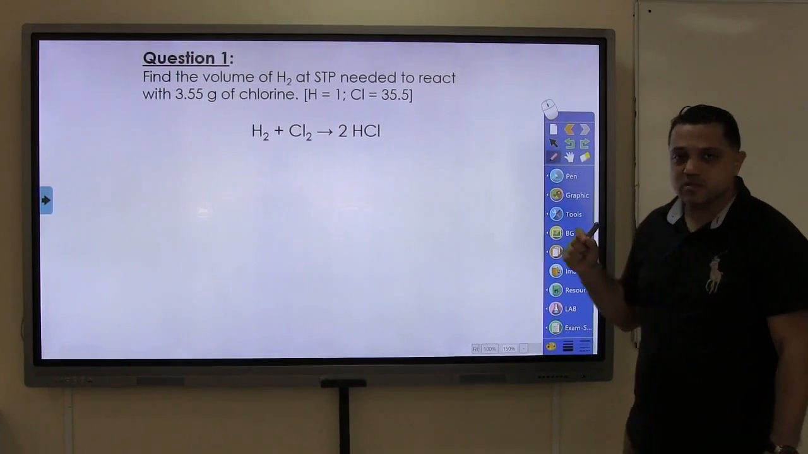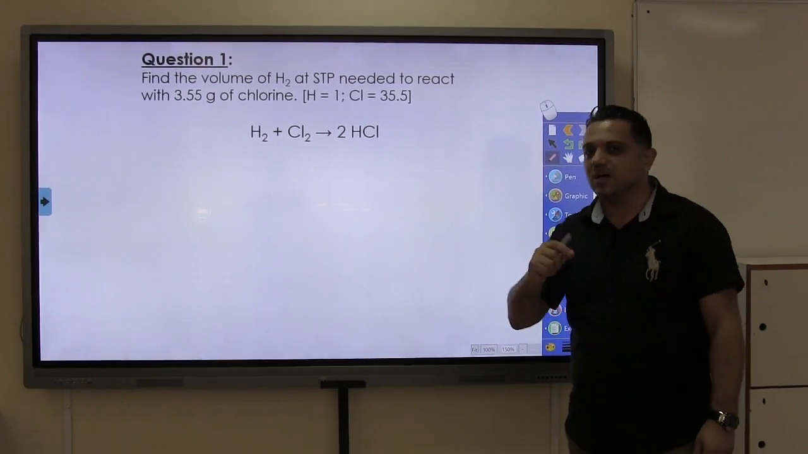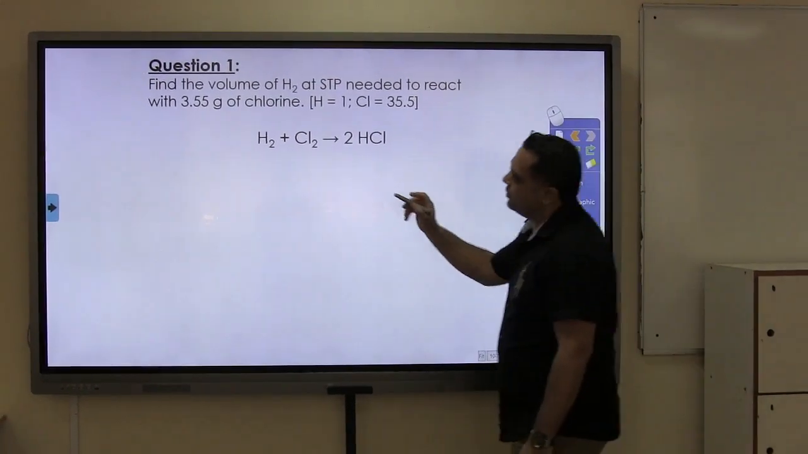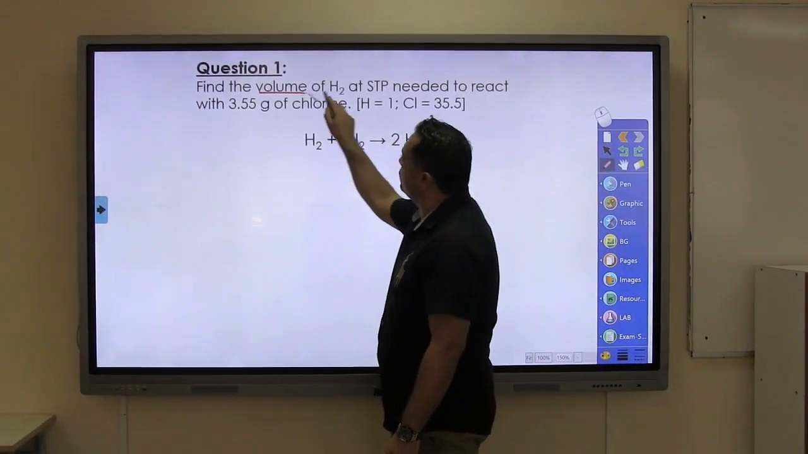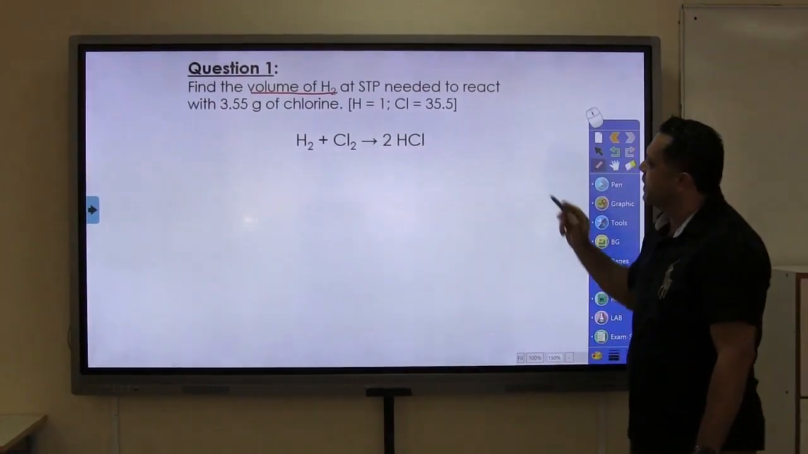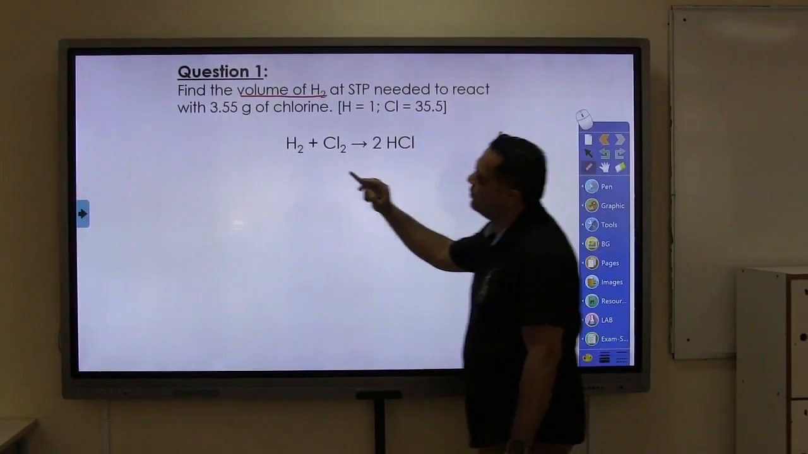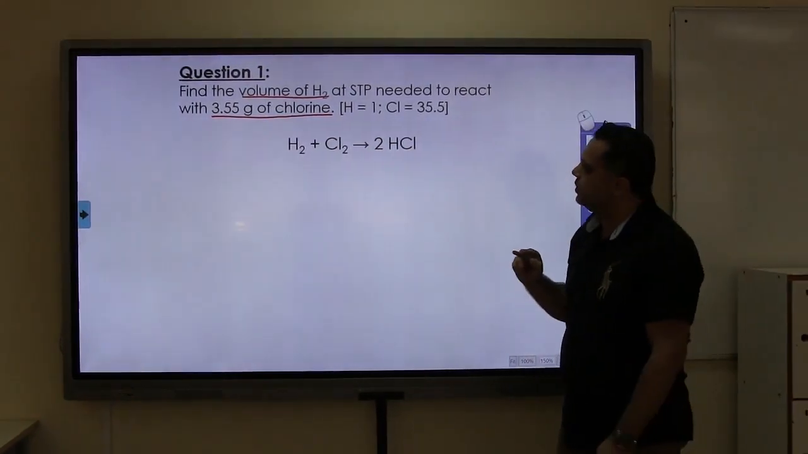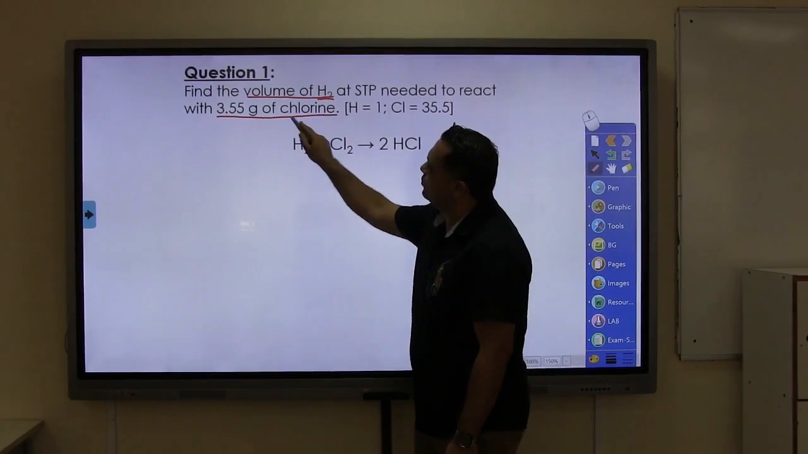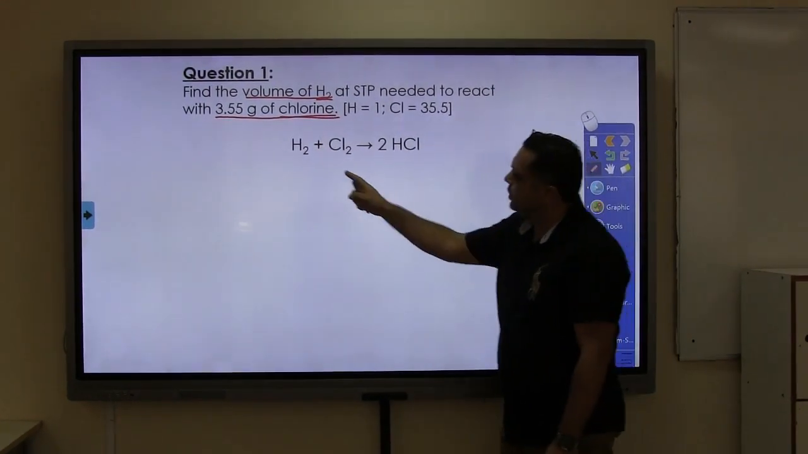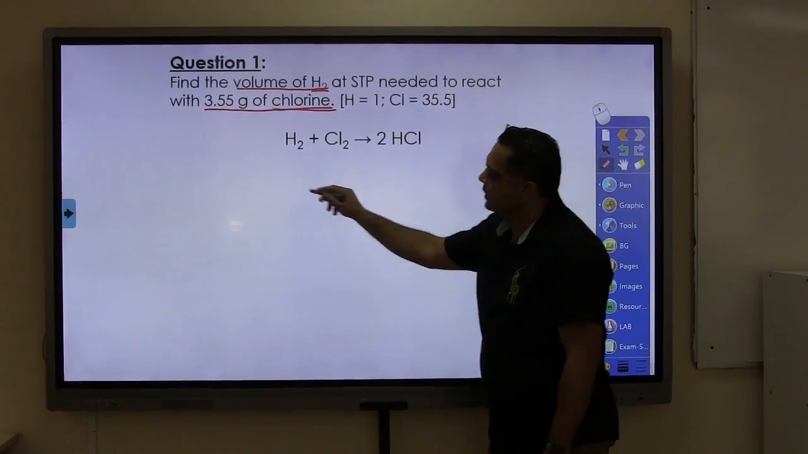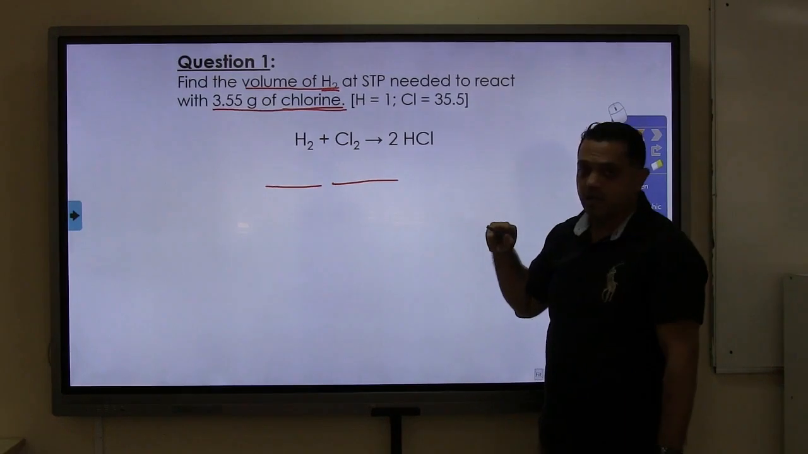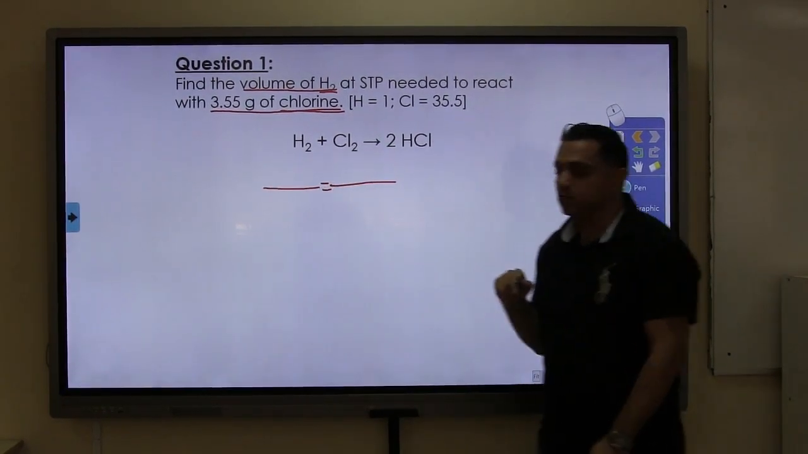In order to solve this question, we need first of all to select what are the species needed for this type of question. Here, find the volume, so I need the volume of the hydrogen at STP that can react with 3.55 grams of the chlorine. So the two species here will be the hydrogen and the chlorine. Below the hydrogen and the chlorine, I need to write a ratio for the hydrogen and a ratio for the chlorine, and these two ratios will be equal.